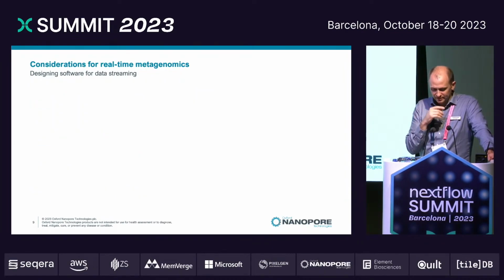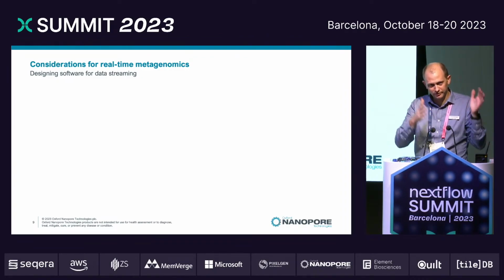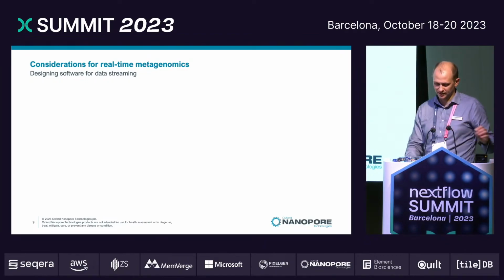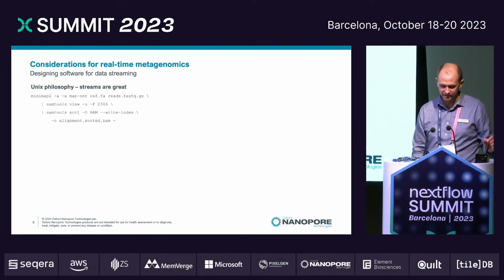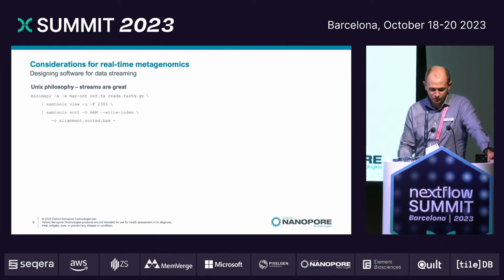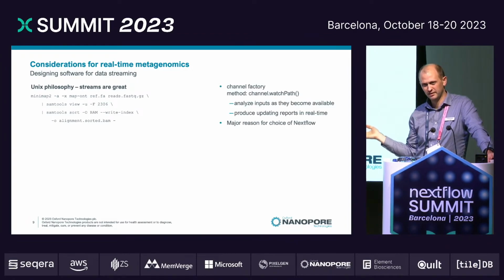So how do we do this? Well, we need some form of data streaming. We don't sequence, stop, do the analysis. We need to stream the data off of the device. So in the kind of Unix philosophy, here's an example. You take Minimap, you pipe it through some various processes. And Nextflow channels are very similar to this.